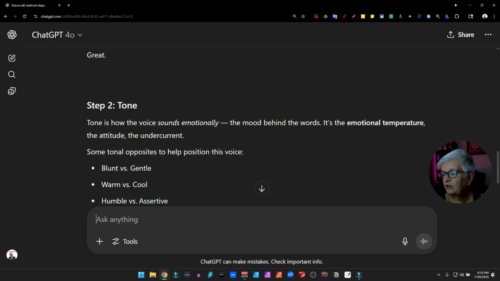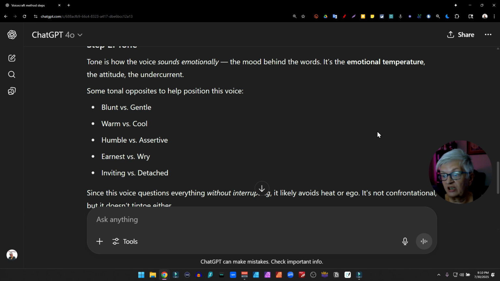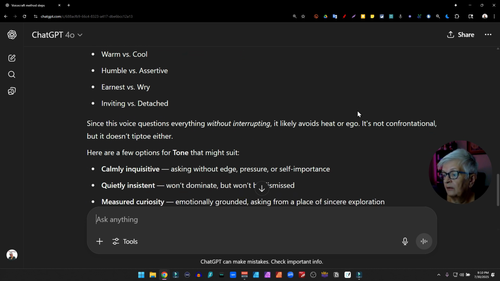Step 2, tone. Tone is how the voice sounds emotionally. The mood behind the words. It's the emotional temperature, the attitude, the undercurrent. Some tonal opposites to help position this voice. Blunt versus gentle, warm versus cool, humble versus assertive, earnest versus wry, inviting versus detached. Since this voice questions everything without interrupting, it likely avoids heat or ego. It's not confrontational, but it doesn't tip to either.